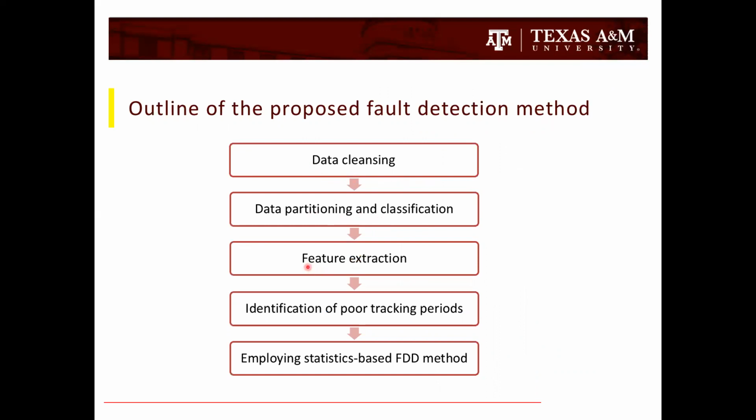A part of the features are used to identify the poor tracking periods, which indicate system capacity degradation faults. And the other features are used in the statistics-based FDD methods to label faulty systems and characterize the severity of faults.